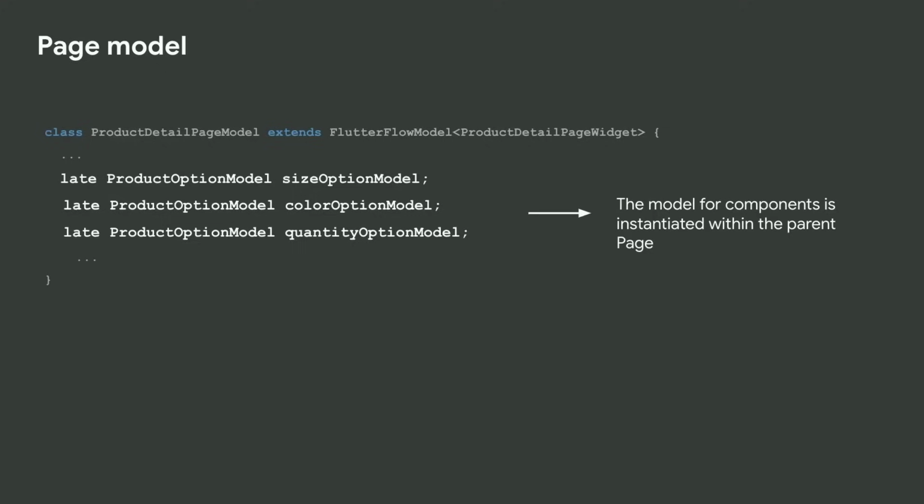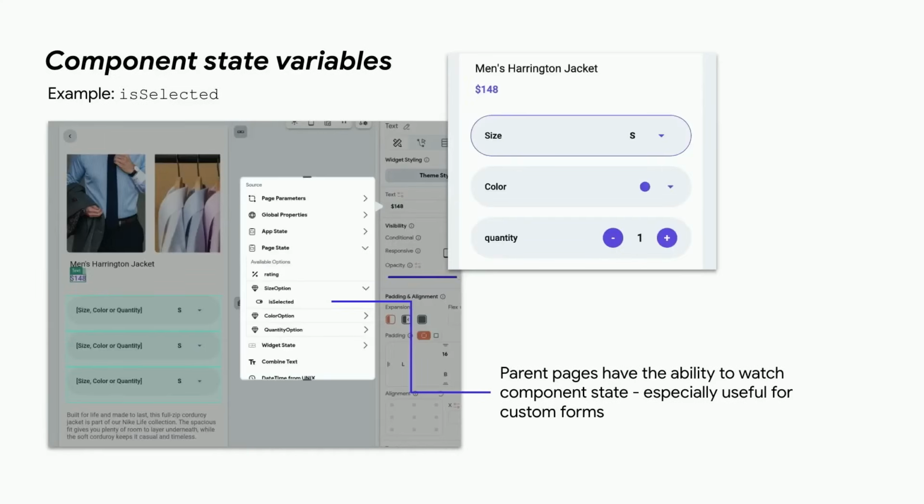What you'll also notice if we go back to that product detail page model class is that aside from declaring my state variables that are stored at the page level, I'm also going to instantiate the model for any components that are used in the page itself. So the reason why FlutterFlow does this is because there are often lots of business cases where you want the page to have access to state variables in its children. So in this example, each one of my 3 components has a component state called isSelected, like we mentioned before, which tells me if that button is in the selected state.